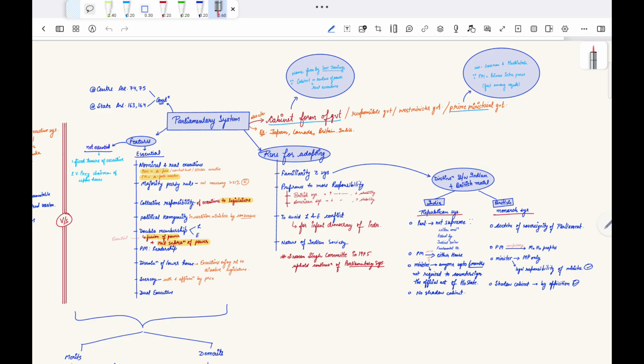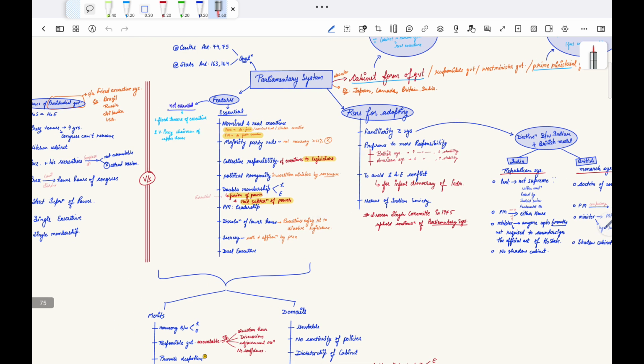Further, the parliamentary system is also called the responsible government, Westminster government, mainly because this is taken from Britain, which we will discuss later on. It is also called the prime ministerial government, as said by Crossman and Mackintosh, since the prime minister is primus inter pares, that is, first among equals.